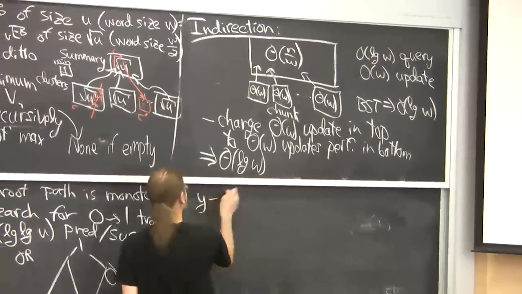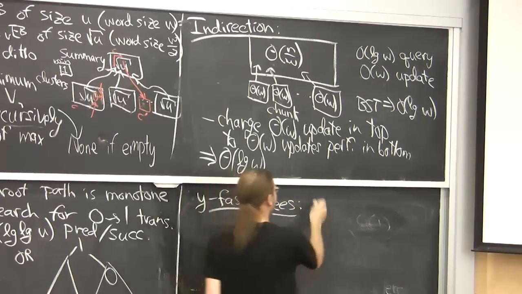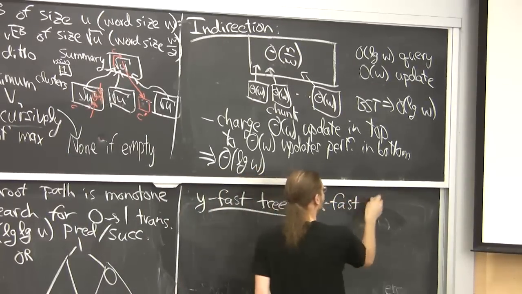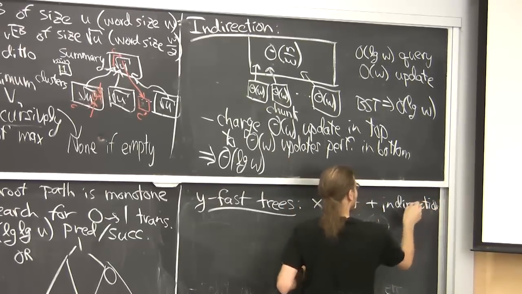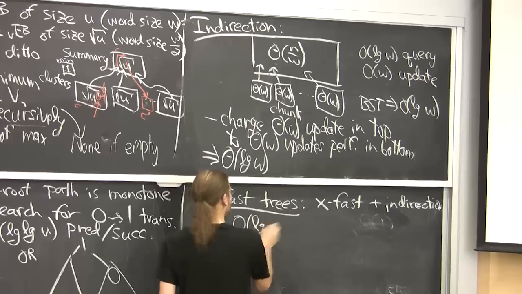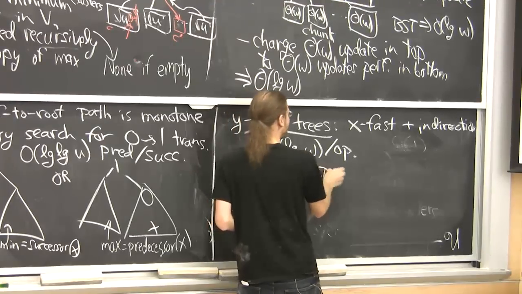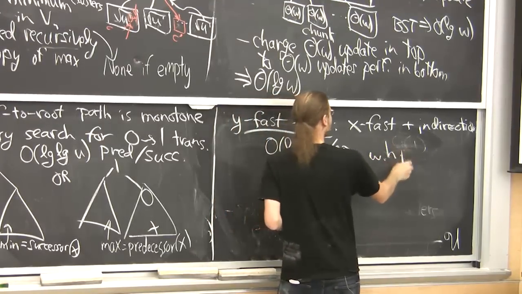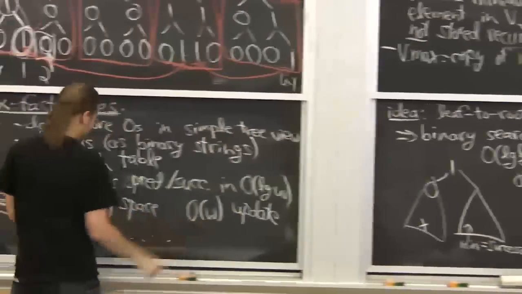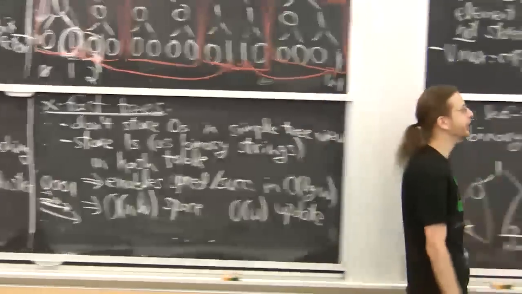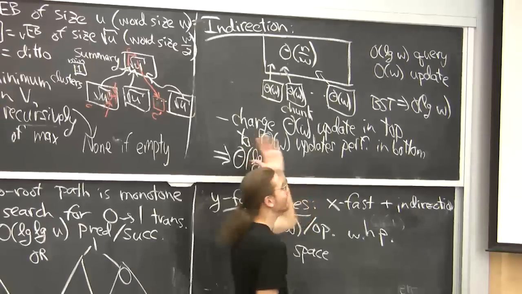And that's why Y-fast trees. You take X-fast trees, you add this indirection right here, and you get log W per operation, order n space. Of course, this is with high probability because we're using hashing. Because we have factor W bad here, factor W bad here, you divide by W, you're done. Up here, you have n over W space. n over W times W is n.